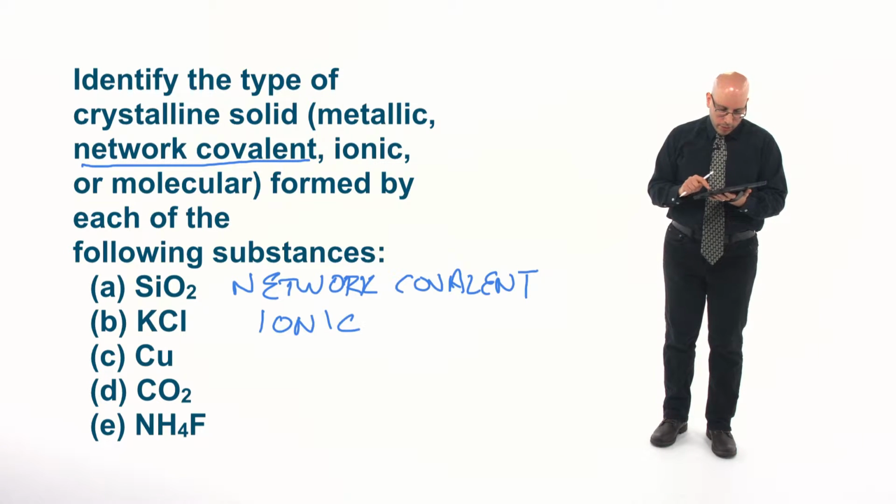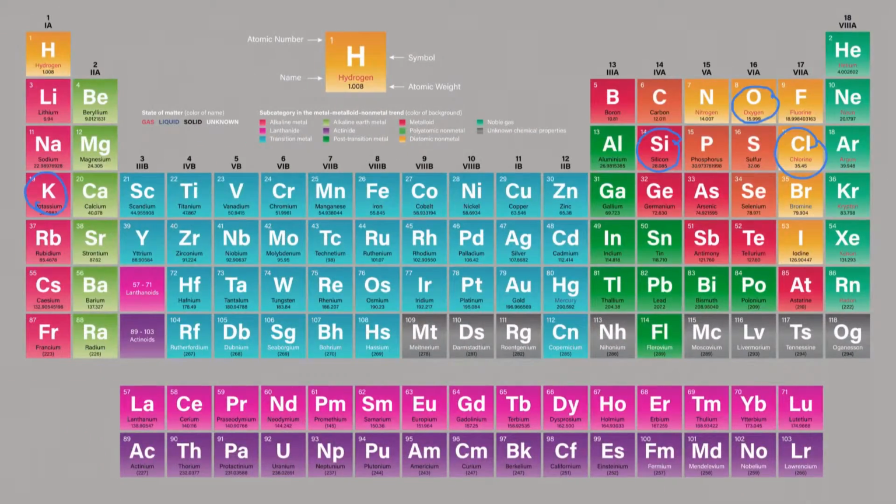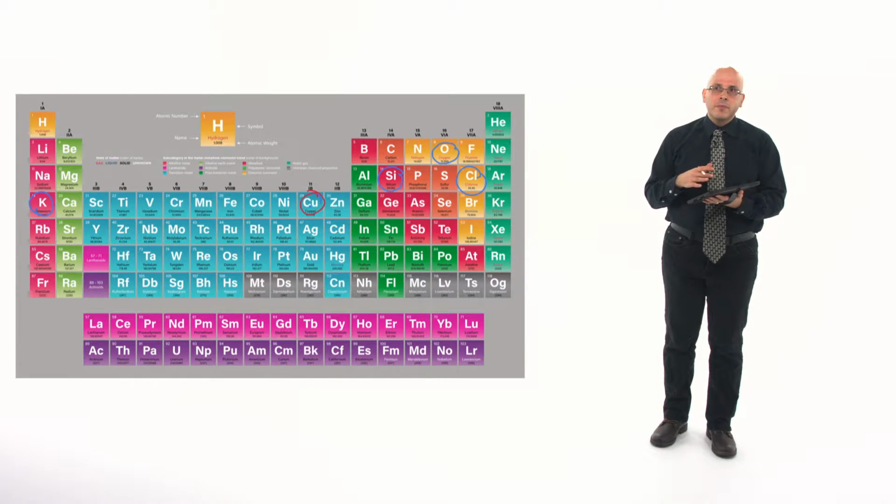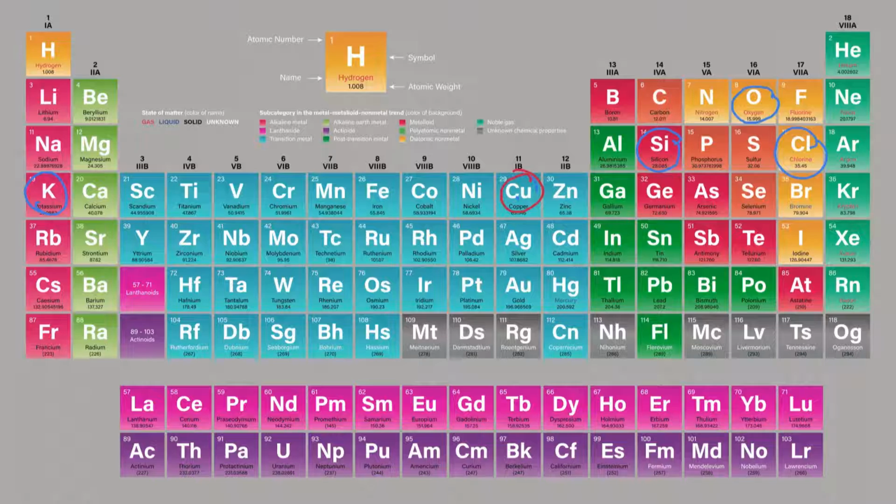Now let's look at copper. Okay, so copper is right here. And that's pretty square in the transition metal region of the periodic table. Since there's no other element there besides just copper, it's going to make just a metallic solid.